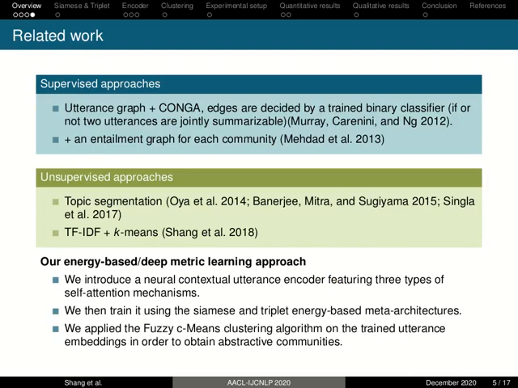Previous work performed ACD either in a supervised or unsupervised way. They either train multiple models on different labeled datasets and heavily rely on handcrafted features, or are incapable of capturing the complicated structure. In our work, we first introduce a non-contextual utterance encoder. We then train it using the Siamese and triplet energy-based architectures, whose objective is to project utterances into an embedding space in which the ones from a given community are close to each other. Finally, we apply a clustering algorithm on the trained embeddings to get communities.